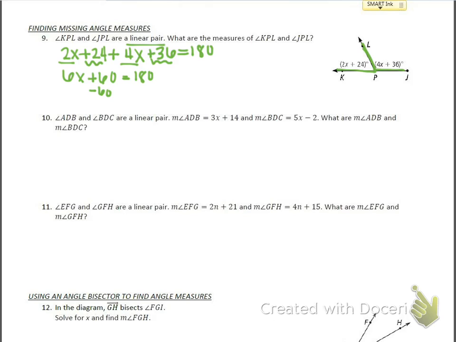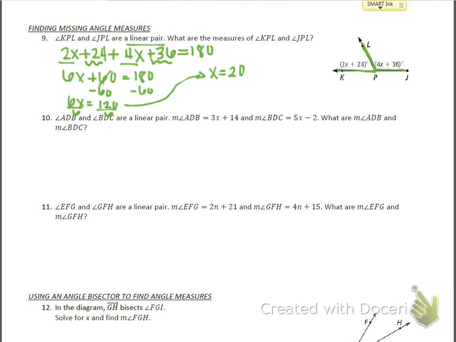Subtract 60 from both sides. So I get 6x equals 120. And then divide by 6. So x equals 20. Did I finish the problem? No. I told you guys this already, right? I will say it again. This will be a distractor on a multiple choice question.